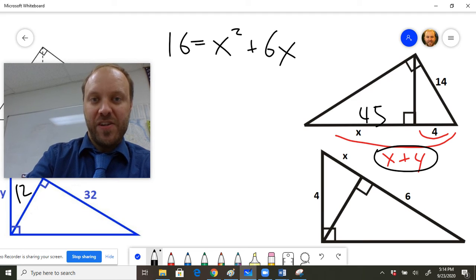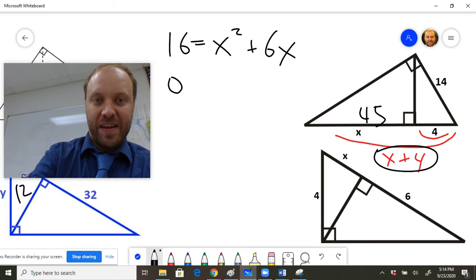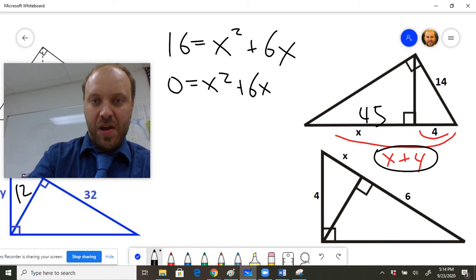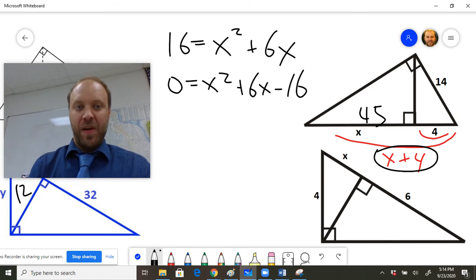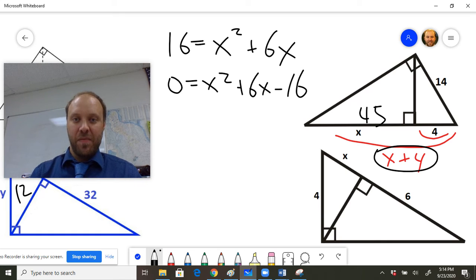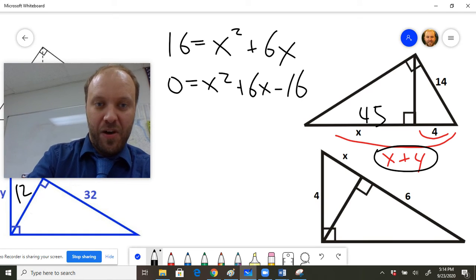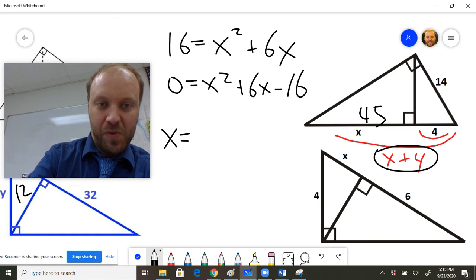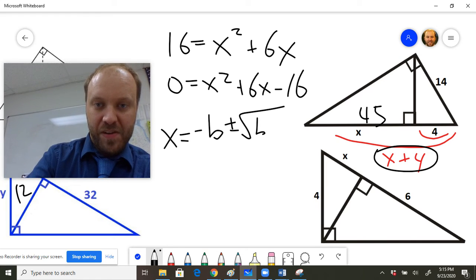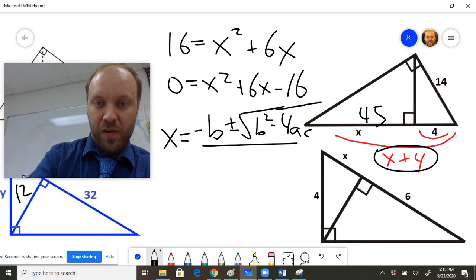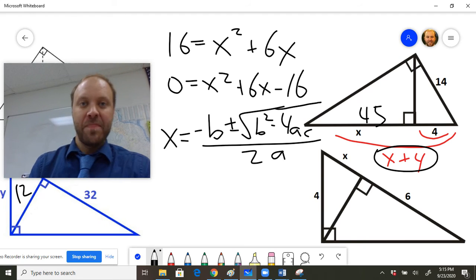You also want your equation equal to 0. So I'm going to subtract 16 from both sides. I've got x squared plus 6x minus 16. Quadratic formula is probably the most standard way to do it. If you haven't thought about it for a while, x equals negative b plus or minus the square root of b squared minus 4ac. All of that should be under the radical. All over 2a.